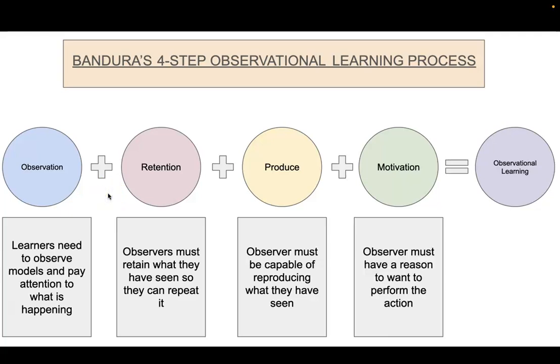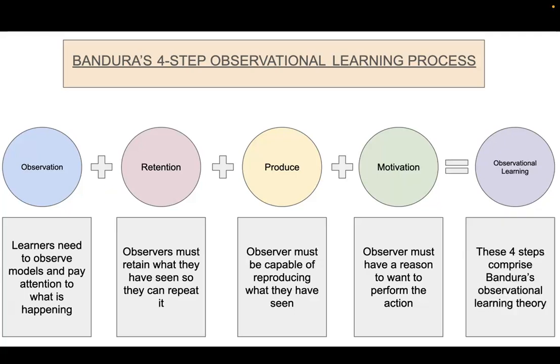Step 4 is motivation. This is the key factor in whether the learner will perform the behavior or not. Even if they have paid attention and retained the information, they may not engage without motivations. Motivations can include things like praise or rewards from parents, peers, or teachers. These 4 steps comprise Bandura's observational learning theory.